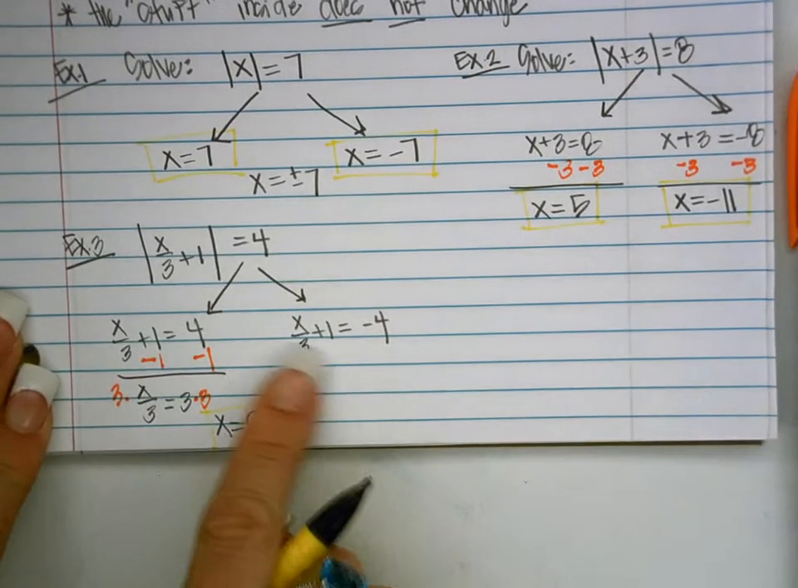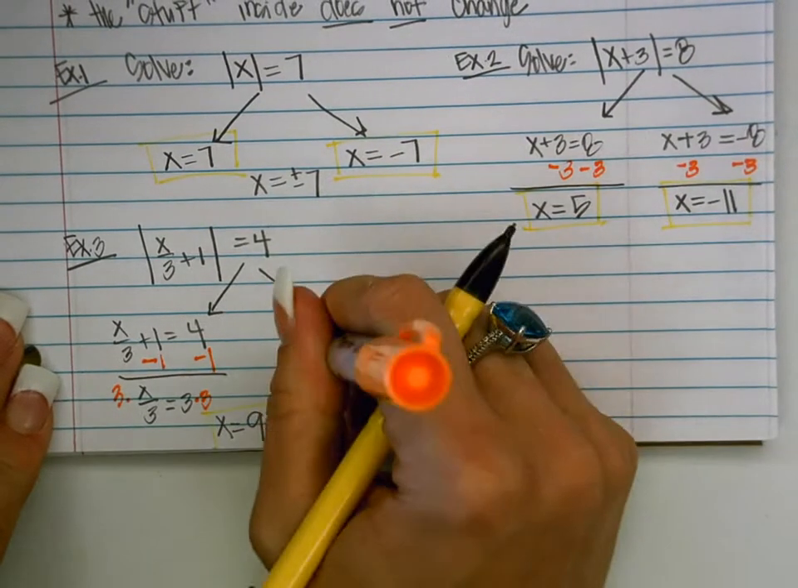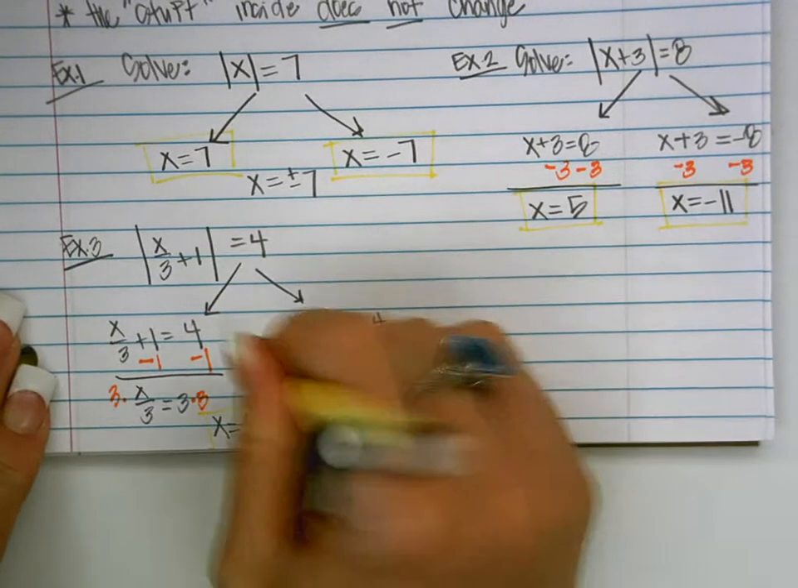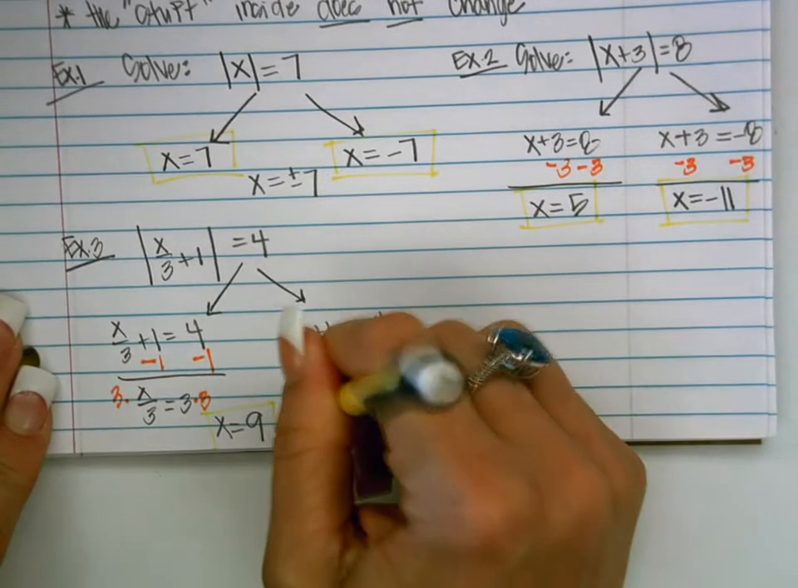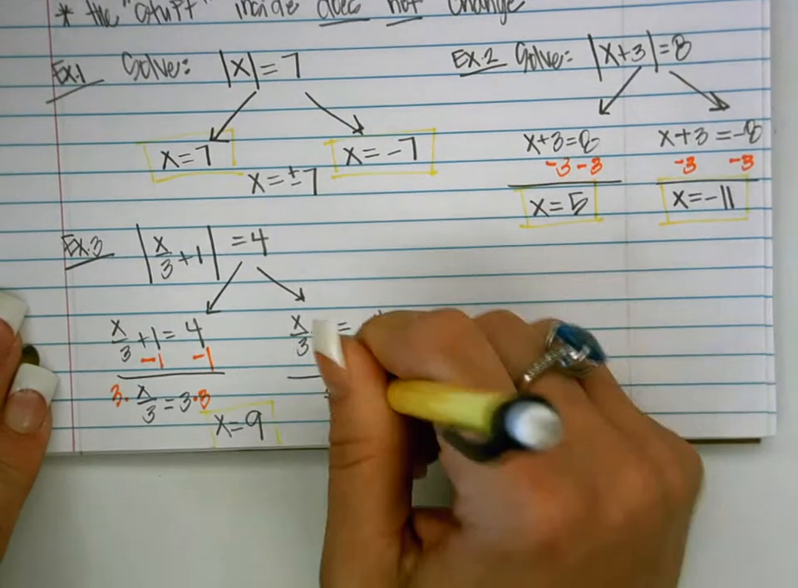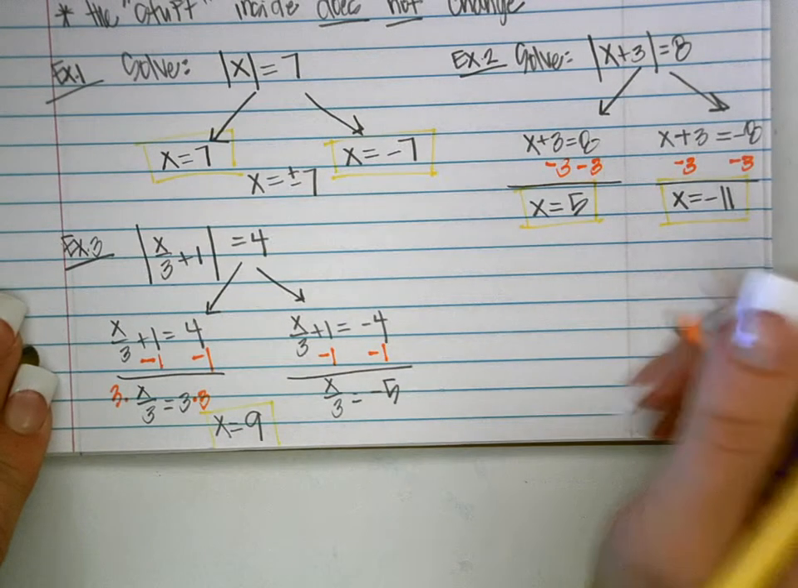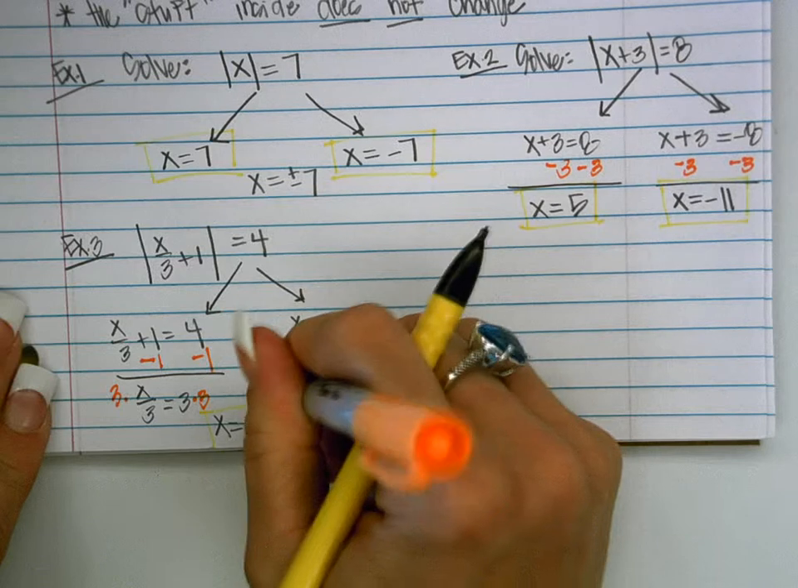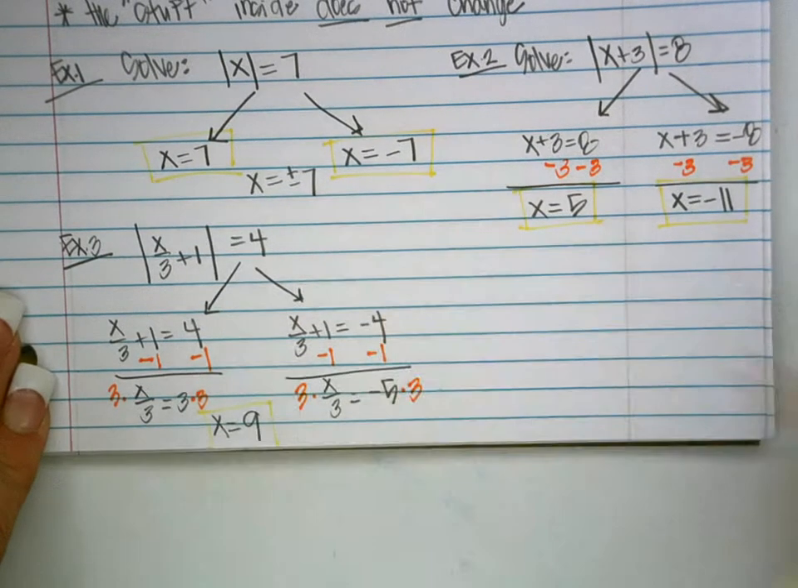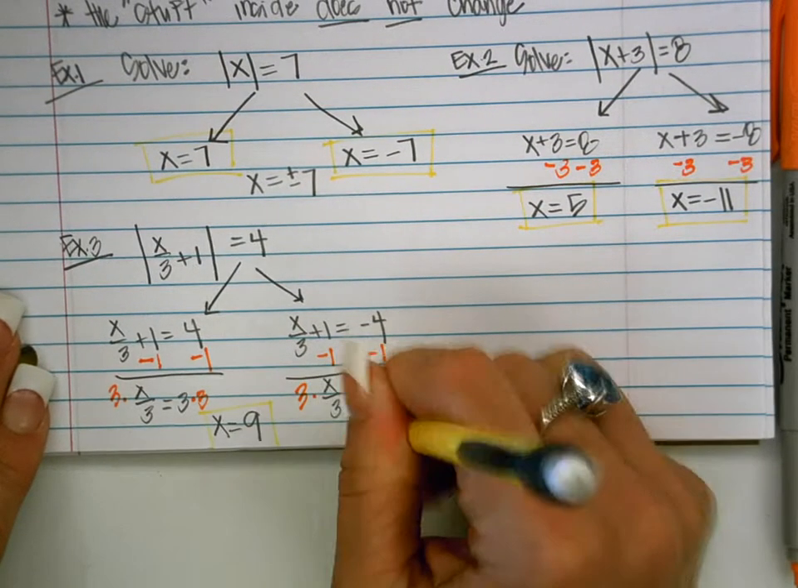Do the exact same steps here, so subtract 1 from both sides. Same sign, so add them and keep the sign. Negative 4, negative 1 gives you negative 5. Again, to get rid of the 3, which is attached by division right now, multiply both sides to undo it. Negative 5 times 3 gives you negative 15.